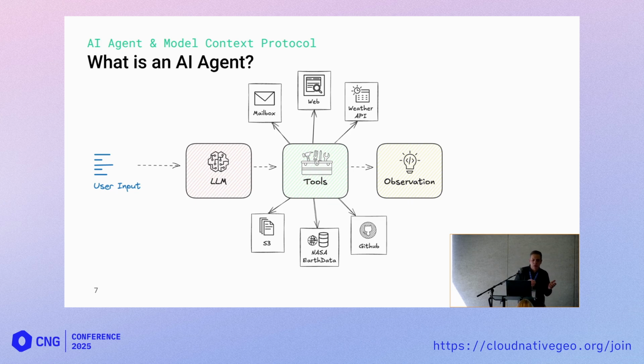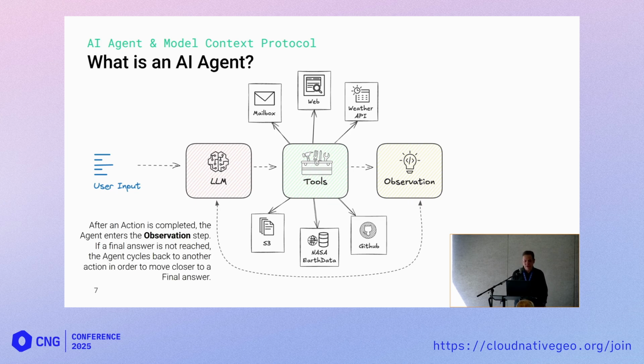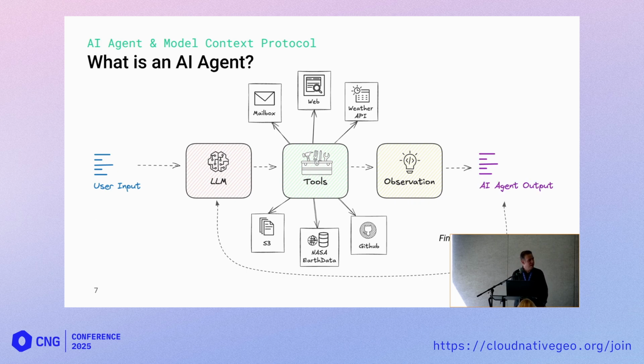So to achieve that, you're going to add tools to the LLM. Maybe a tool is going to help you search the web, but also go to S3 buckets to read some data. A tool can also go to NASA's Earthdata API, for example. From that interaction, the tool is going to generate an observation, feed it back to the LLM, and loop until the LLM is happy and gives you the output. So this is the idea behind the AI agent.